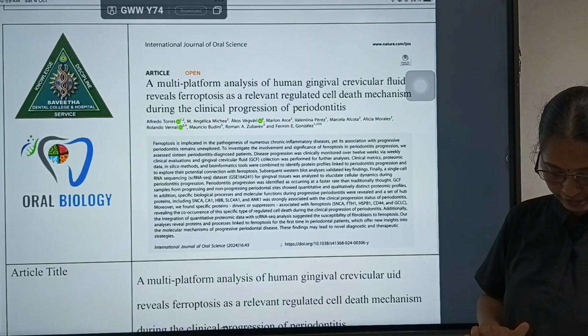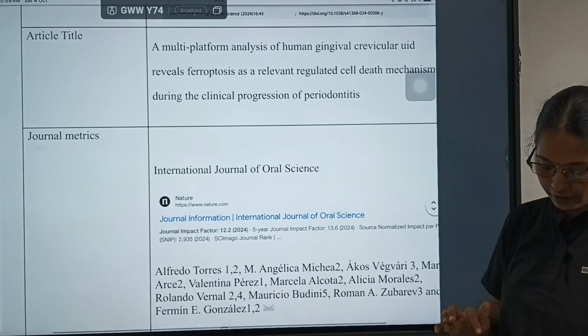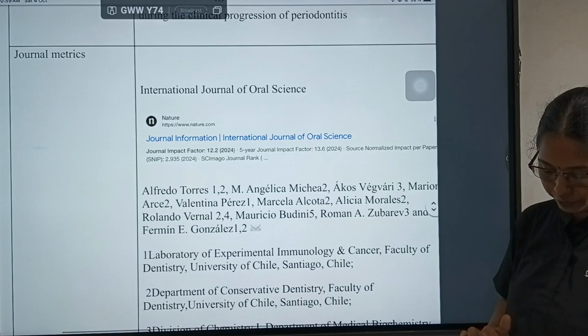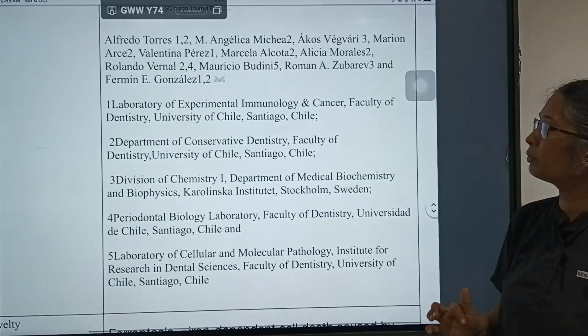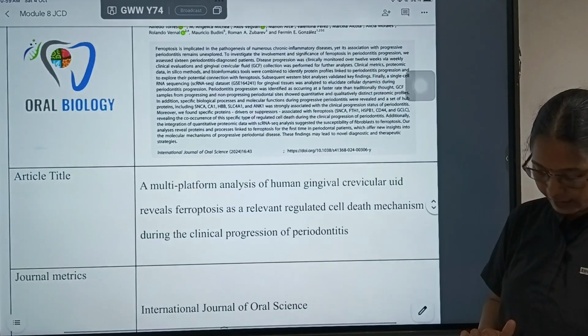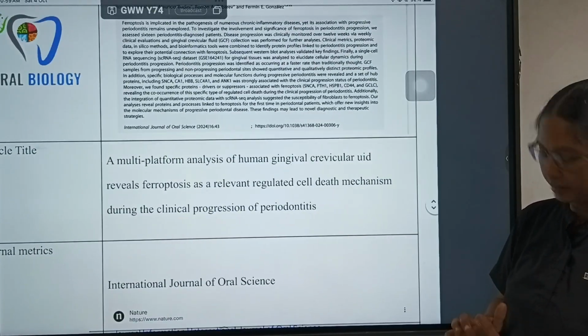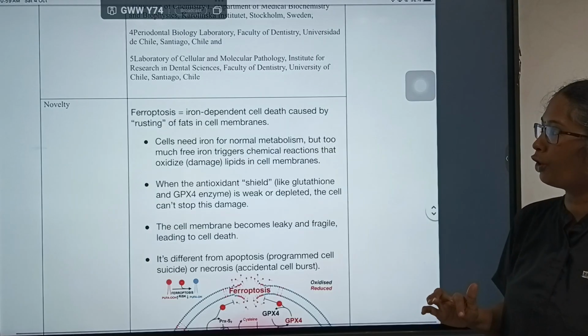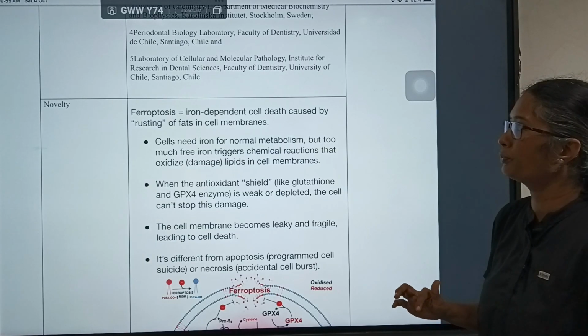This article deals with how gingival crevicular fluid is important and how it helps in diagnosing the progression of periodontitis. This article was published in the International Journal of Oral Sciences with an impact factor of 12.2, and this study was conducted in Chile, South America. And before going into the novelty, first we should know what ferroptosis is.